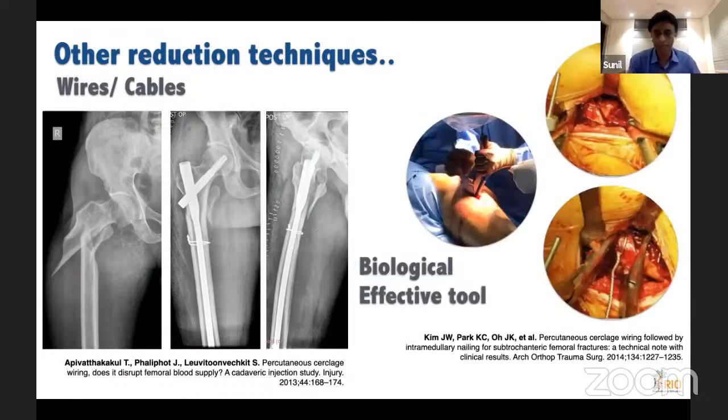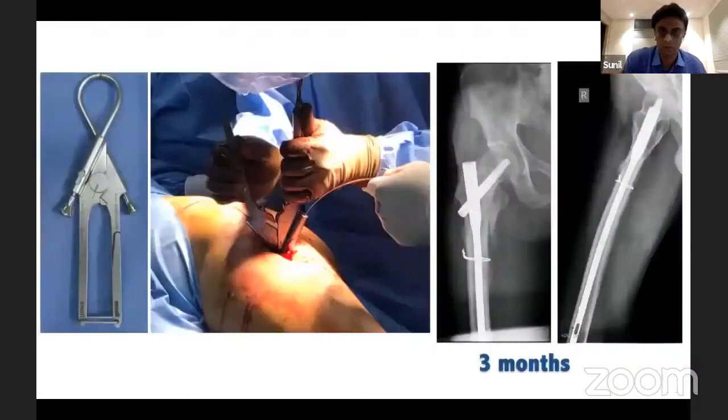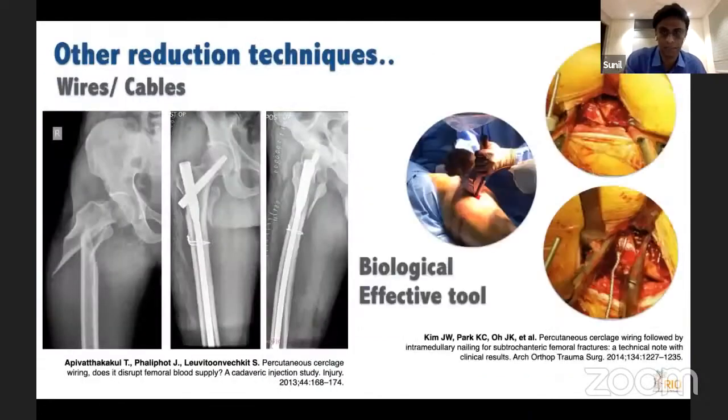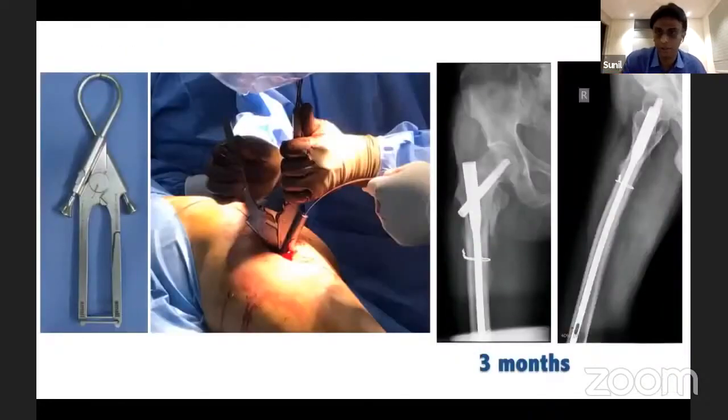So they can be used as a biologically effective tool. You do not have to have concerns about affecting the blood supply of the periosteum. Several experiments have shown they are effective and they are biological as well. There are percutaneous tools as well, which you can use to pass them elegantly and hold your fracture reduced till you nail it. So this is the same case which we have shown here, a single wire and then nailed effectively, which went on to unite uneventfully at 3 months.